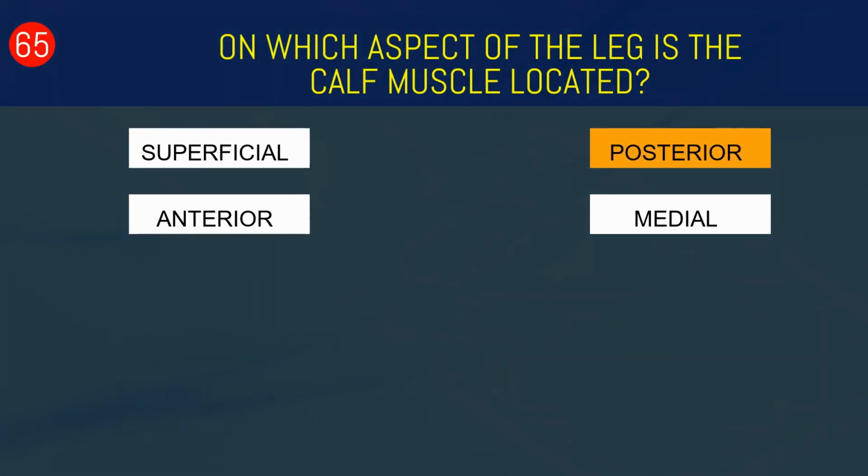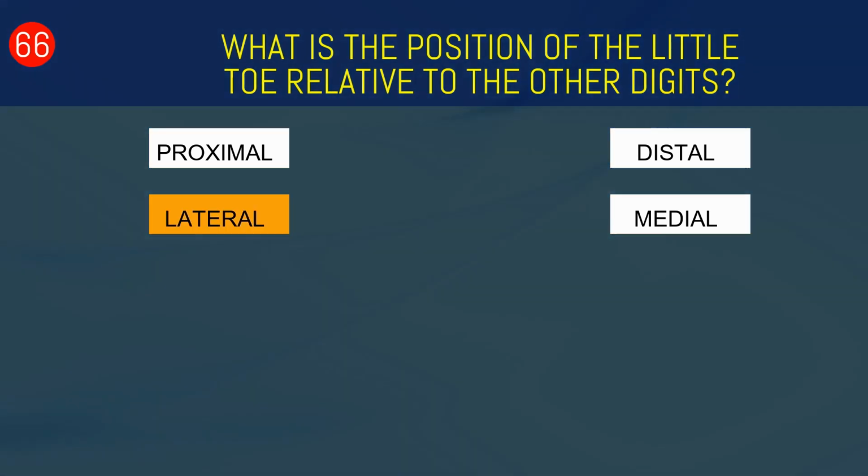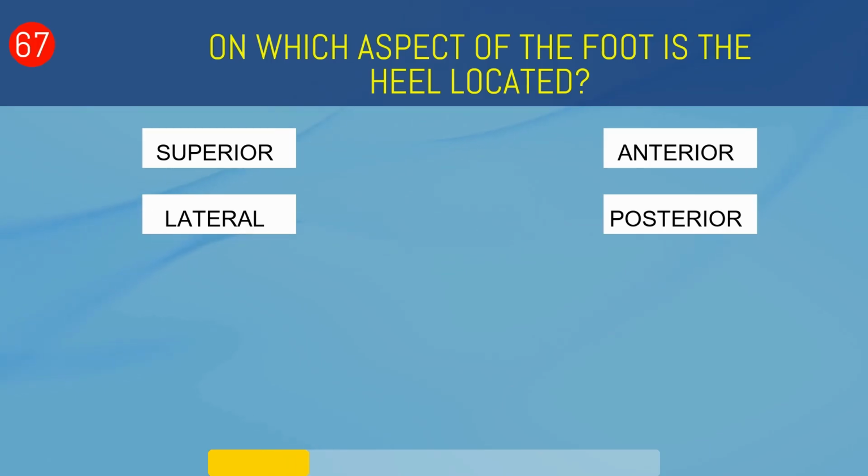Posterior. What is the position of the little toe relative to the other digits? Proximal, lateral, distal, or medial. Lateral. On which aspect of the foot is the heel located? Superior, lateral, anterior, or posterior?